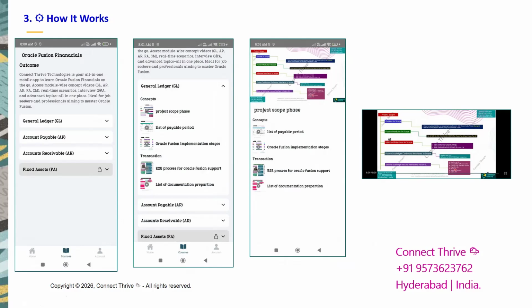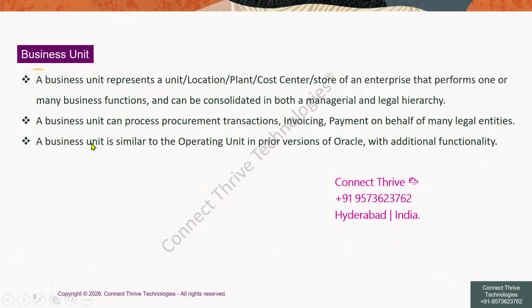So now coming to our topic. First we'll see the definition. What is the business unit? A business unit represents a unit, location, plant, cost center or store of an enterprise that performs one or many business functions and can be consolidated in both manager and legal hierarchy level. So here the business unit could be a unit, that means a plant or a location or any specific store or cost center.